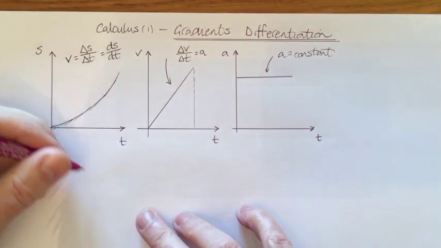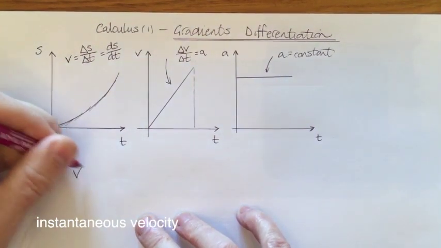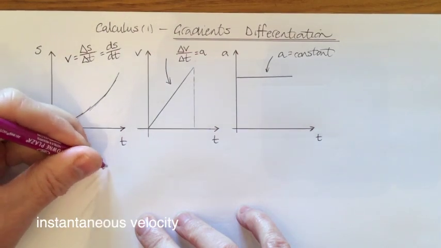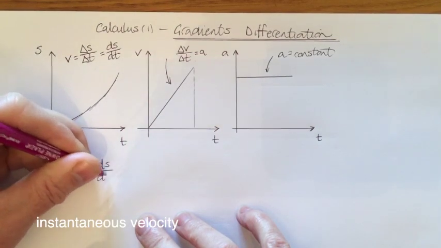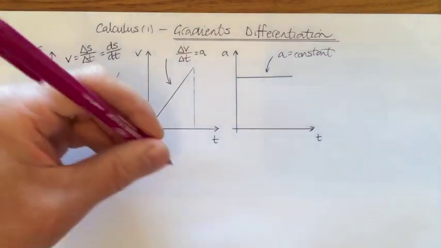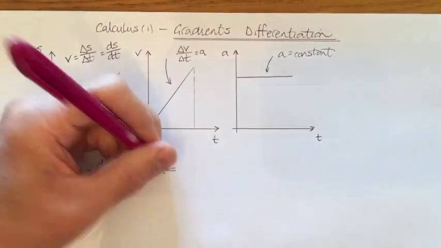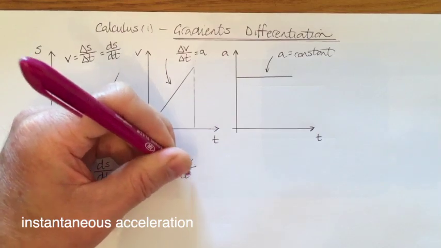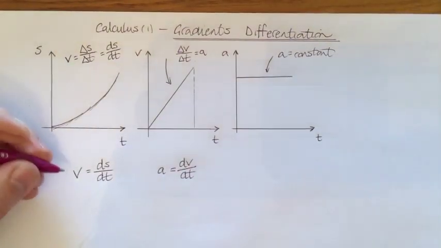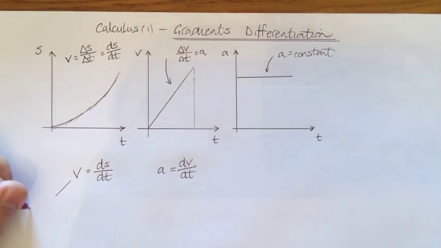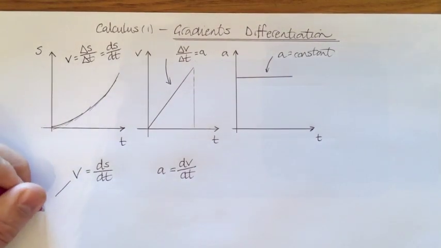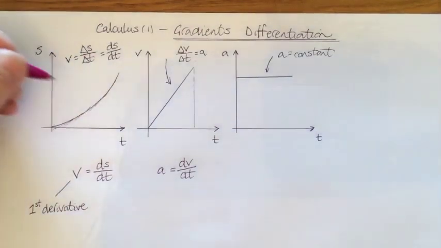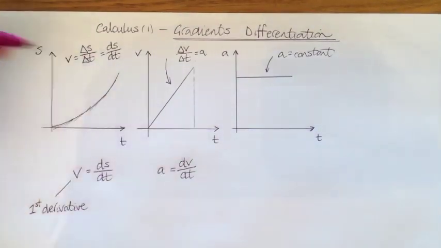So how do we write velocity? Velocity is the change in displacement over the time for very small changes. Acceleration is the change in velocity over very small changes in time. Right? Velocity is called the first derivative of displacement. Acceleration is the derivative of velocity.